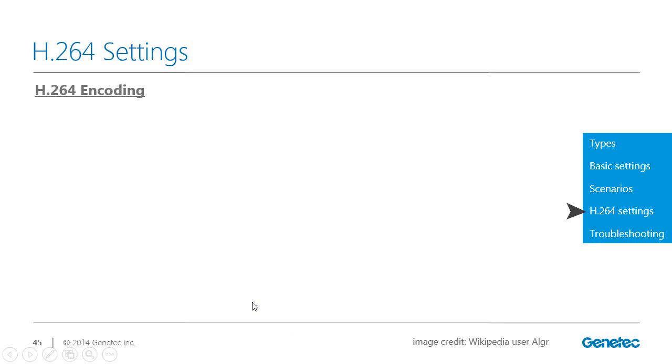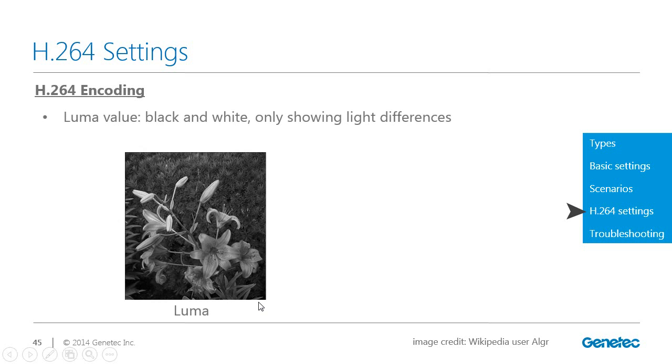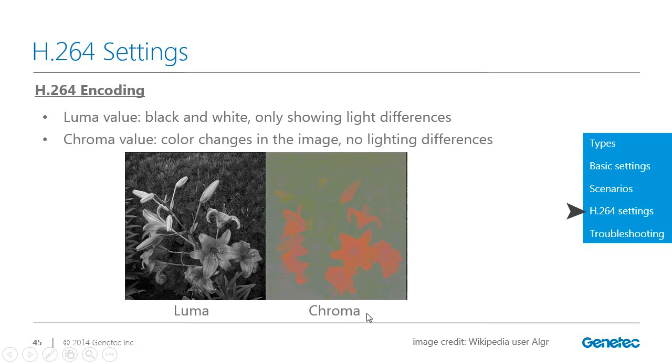Okay, let's take a quick look at the information that is sent, starting with the luma values. Basically, the luma value is the light difference in the frame. So think of it like a black and white version of the frame, and only the differences in the light are being sent, not in the color, or being detected, I should say. The chroma is the opposite of that, where we only see the color changes, but not the changes in the light.